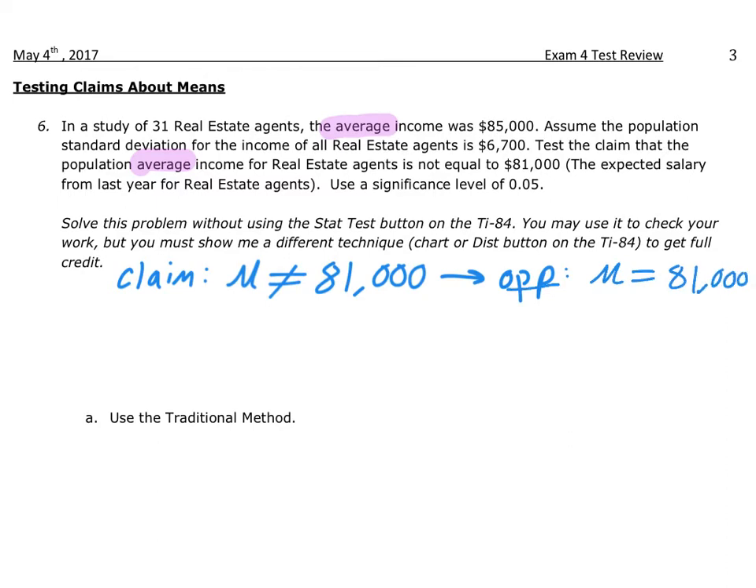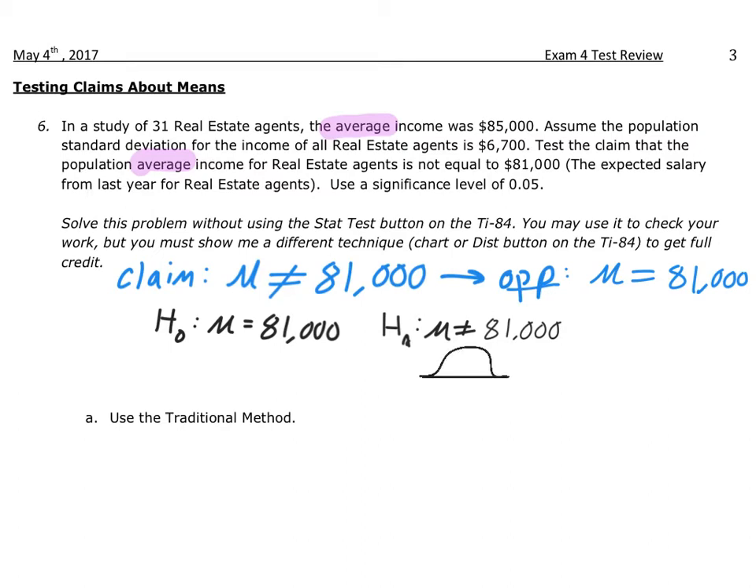The next step is going to be identify those alternative and null hypothesis. Remember, the null hypothesis is always the one with the equal sign. So in this case, my null hypothesis is that mu is equal to 81,000. And then my alternative is going to be that mu is not equal to 81,000. Hopefully you're saying, okay, well, I know what that tells me. When the alternative is not equal to, that tells me several things. It tells me, one, that this is going to be a 2-tailed test.